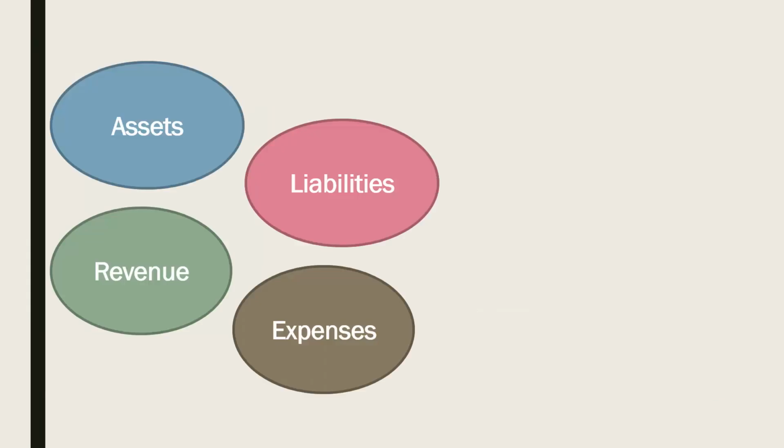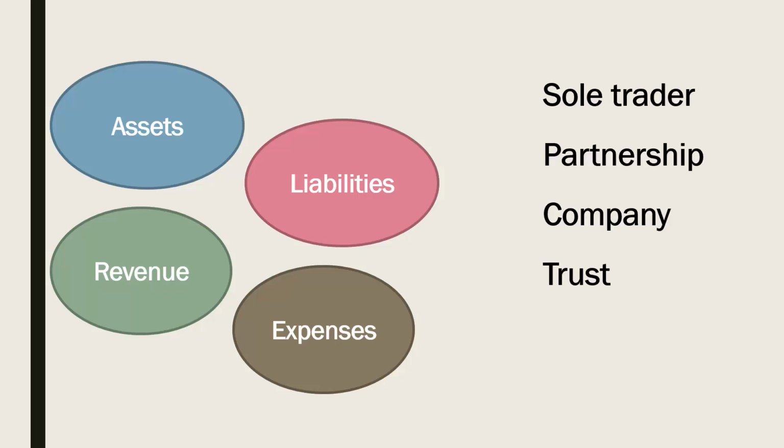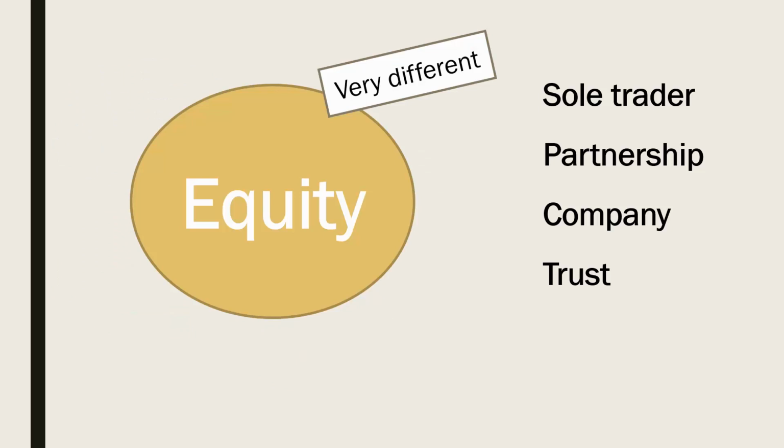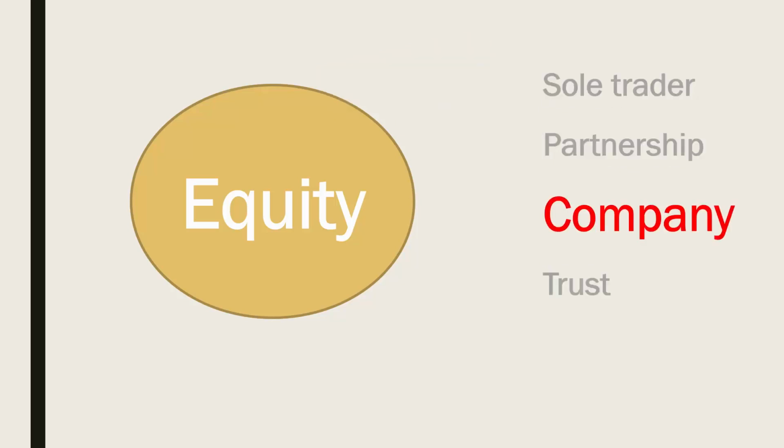How we account for assets, liabilities, revenue and expenses is generally the same regardless of which form of business organisation our firm uses, whether it is a sole trader, partnership, company or trust. However, the way we treat equity is very different depending on our form of business organisation. In this video, we will focus on how we account for equity in companies.